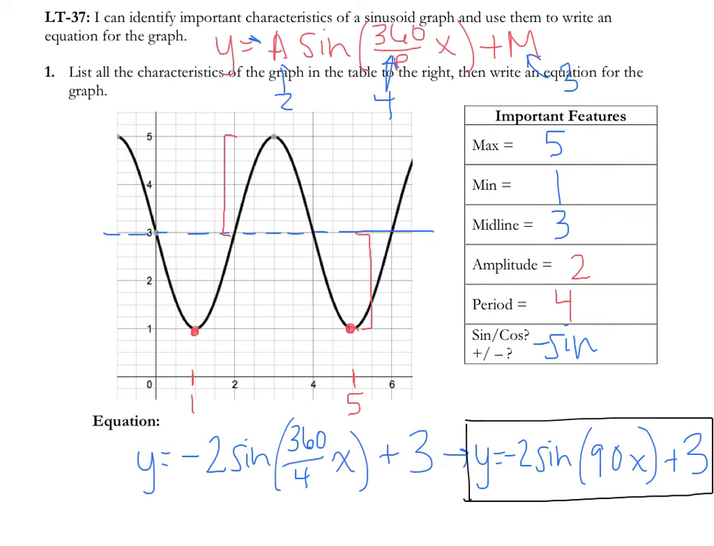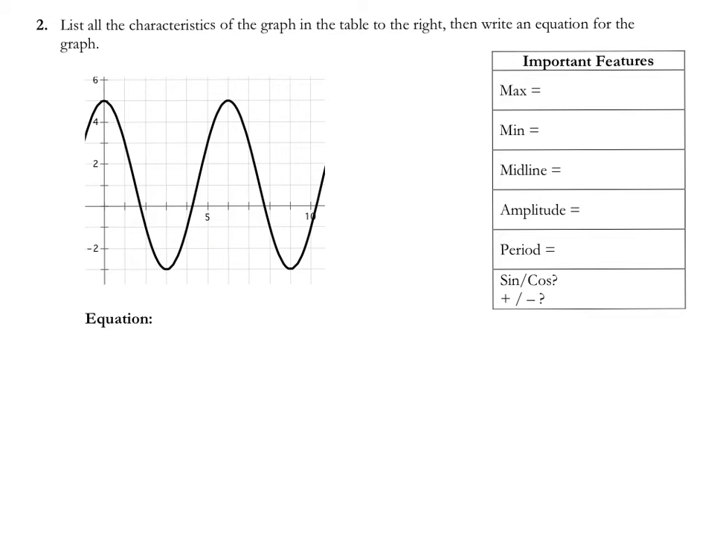So let's do one more example together. Okay, so once again we want to list out all the important characteristics of this graph in the table, and then we want to write an equation for it. So the max is whatever the highest y value that comes out is, so in this case it's 5. And the min is whatever the lowest y value that comes out is, so in this case it's negative 3.